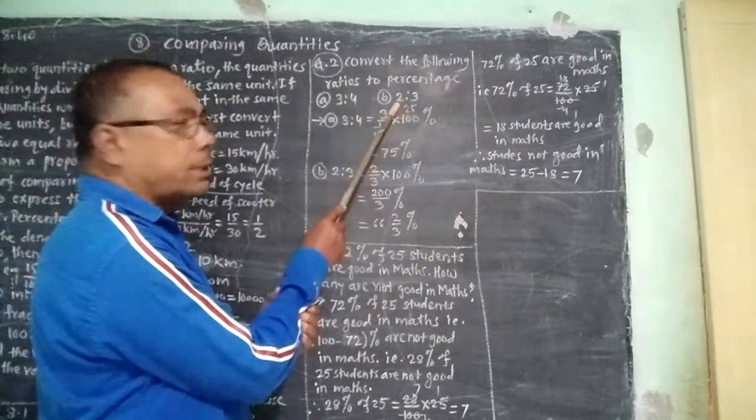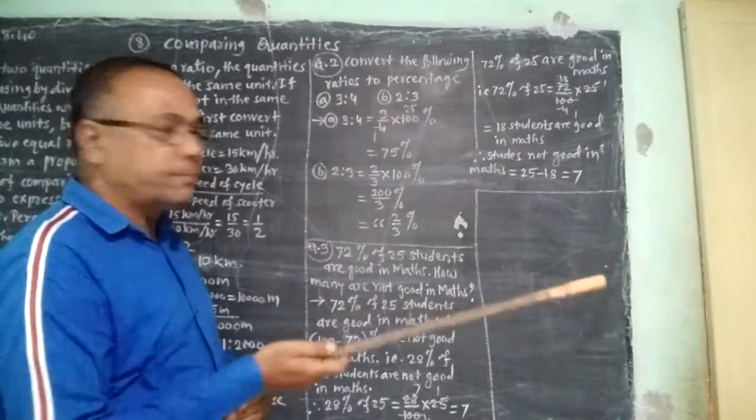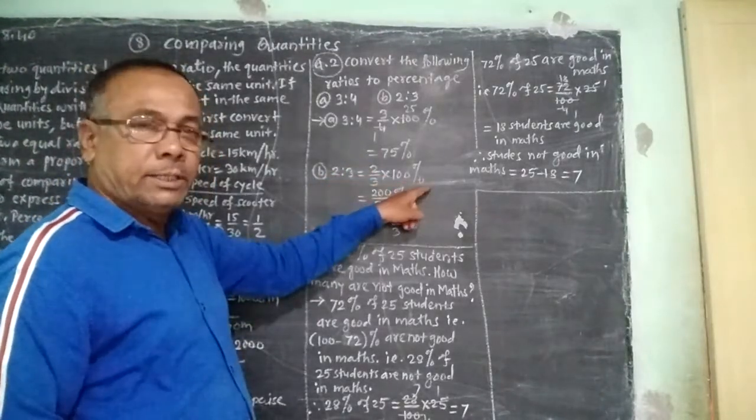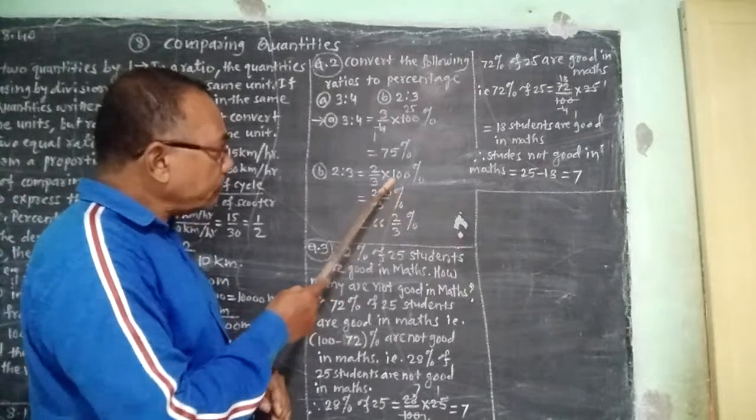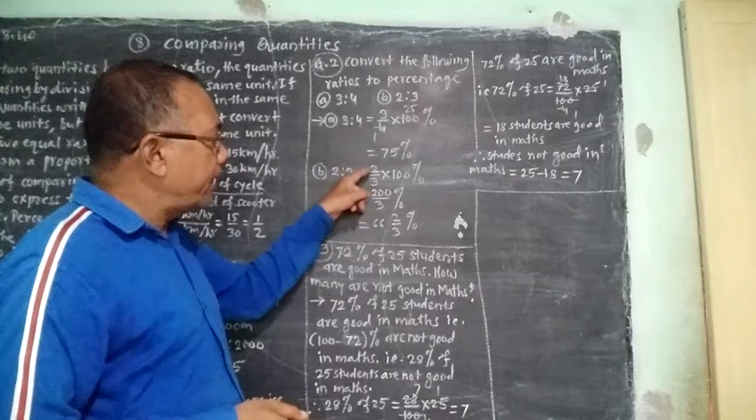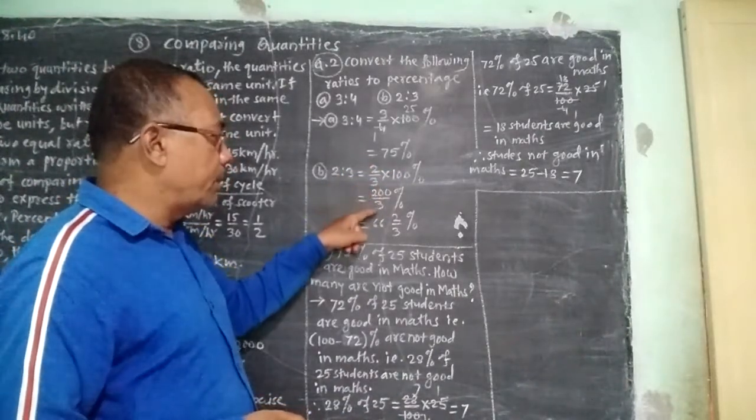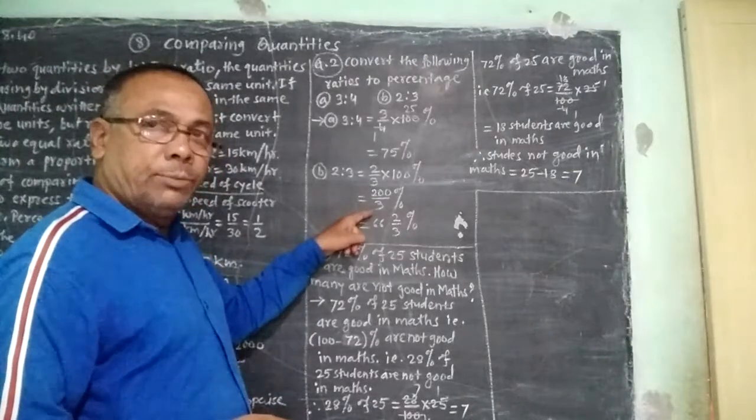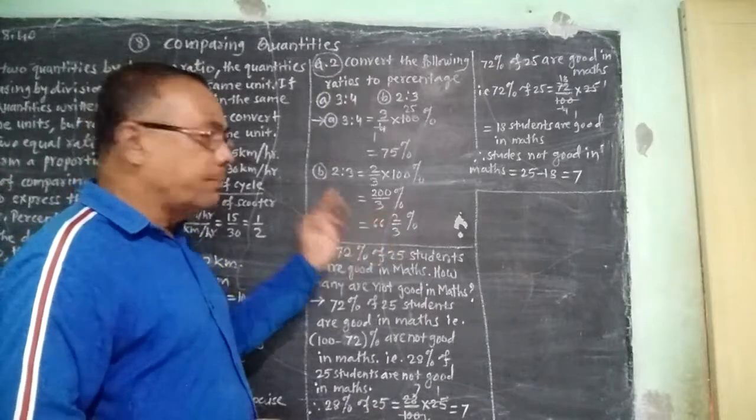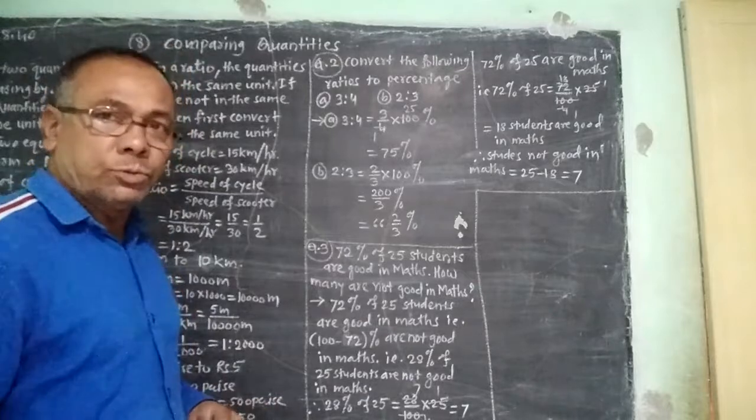Now there is one more example, that we have to convert the ratio 2:3 into percentage. Here 2:3 is equal to 2/3 into 100%. Again here we can't reduce 100 by 3, so we have to multiply 2 by 100. 100 into 2 will be 200 divided by 3, and the division gives 66 and 2/3%. That is a mixed fraction, and in this way the second question is also solved.